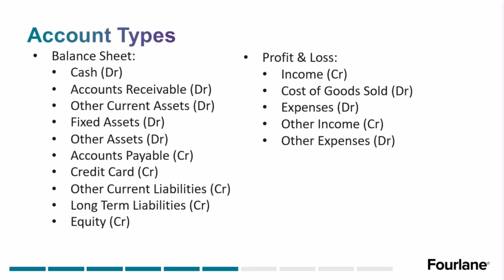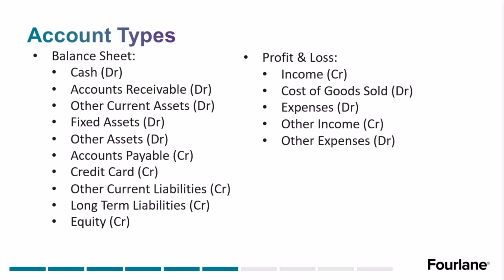Okay, and then we have equity, right? Equity is the value of the business. All the things roll to equity at the end of the day, right? And equity holds a natural credit balance. Then profit and loss is the second financial report that account types influence the most.